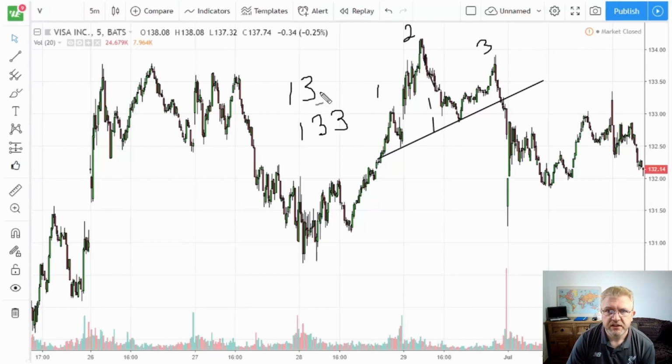And it's about $1.10. So on this breakdown, you're looking for a move at about $1.10 lower, which would have been 132. And we most certainly got that.